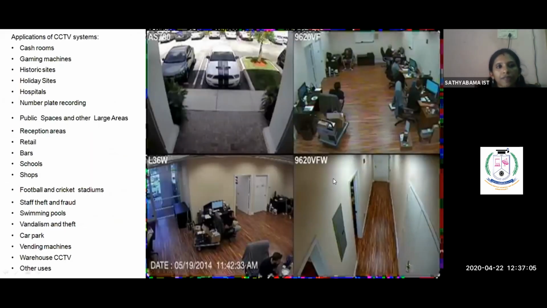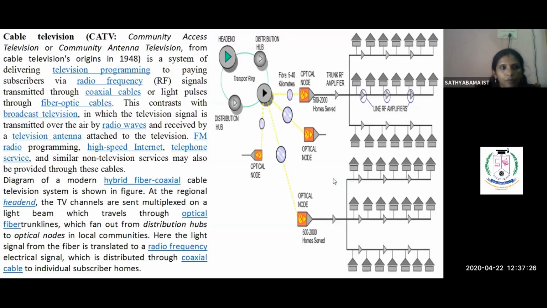Applications of CCTV systems: you have cash rooms, gaming machines, historic sites, holiday sites, hospitals, number plate recording, public spaces, then bars, schools, shops, football and cricket stadiums, then car parking, theft, staff theft and fraud, then swimming pools. Everywhere we are using a CCTV system.